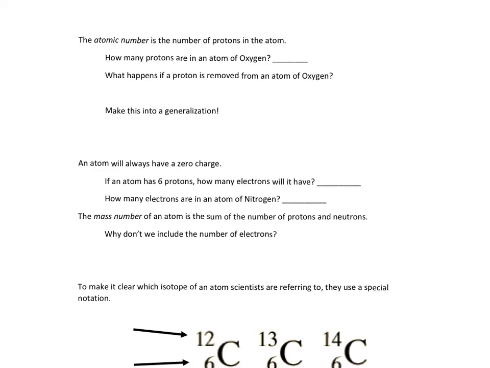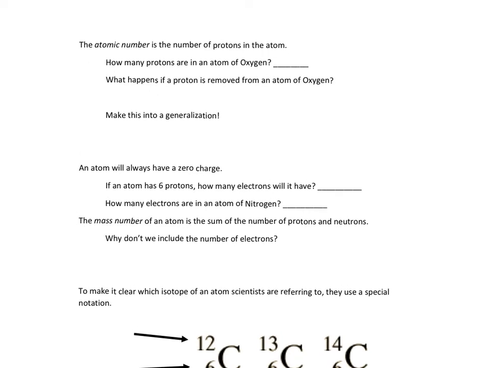There are 8. Okay, if you look on your periodic table, the only number in oxygen's little box, over there near the top right-hand corner, is 8, right? It's got another number in there, but it's kind of a decimal, so that must be our atomic mass, okay? So, what happens if a proton is removed from an atom of oxygen then? If I take one of those protons out, completely get rid of it, what's going to happen to the atom?